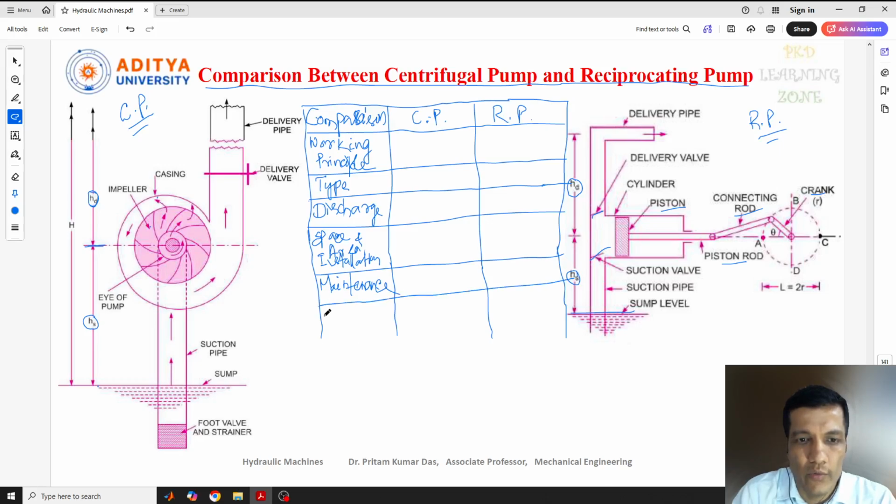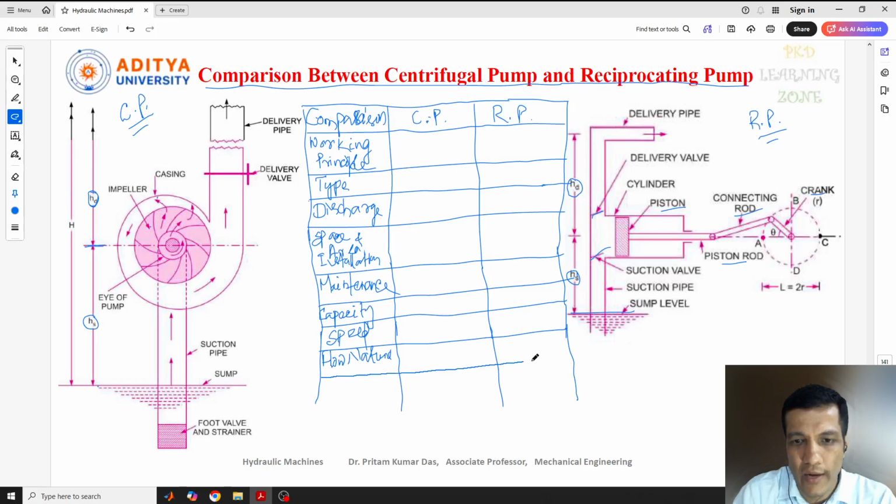Similarly, next we can go for the capacity of the pump. Many more points are there, so let's try to cover as many of these as possible. Similarly, we can see speed, and the flow nature, which kind of flow is coming out from this pump. Next, we can see whether priming is required for these pumps or not.